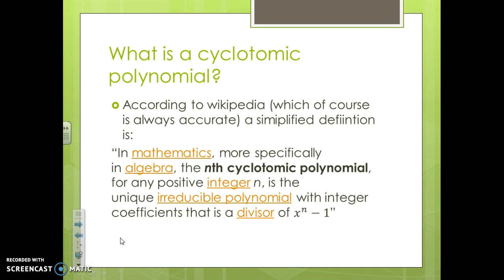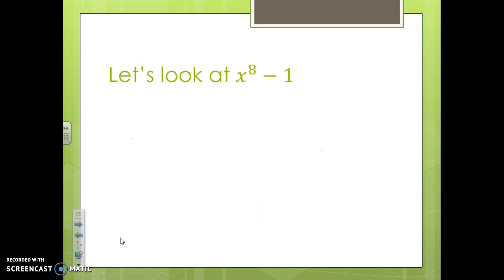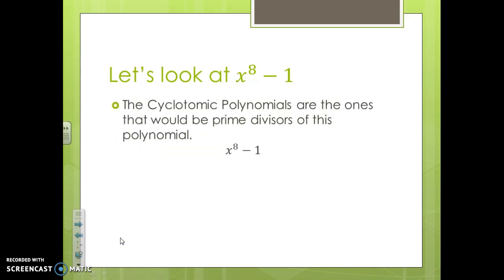So that means it just has to be able to divide evenly into x to the n minus 1, where n is an integer. So I decided to just start with an easier one. If we're going to look at x to the 8th minus 1, my first step is going to be to factor it. So they should be the ones that are prime divisors of this.